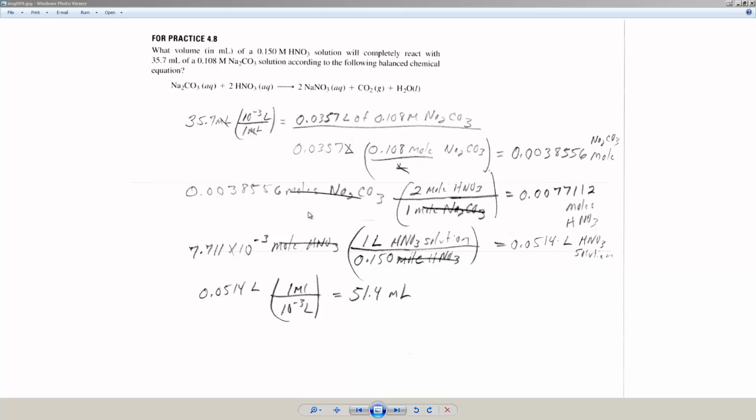But the question asks for milliliters, so we do one more step and we convert the liters to milliliters. Now, some of you will have noticed that up here we multiplied by 10 to the negative third, and here we divided by 10 to the negative third. And so therefore, we could have skipped that step, and our answer would have been in milliliters.